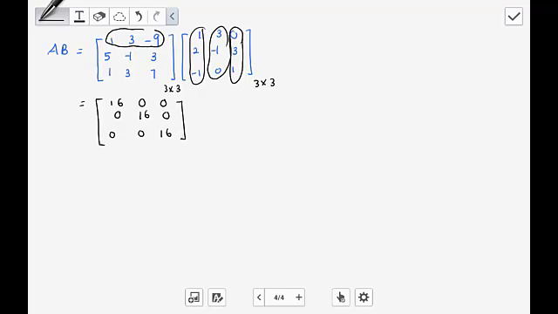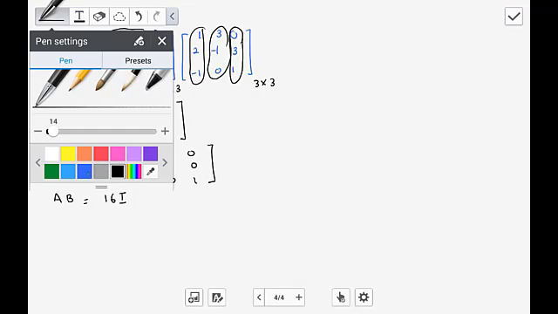Now the second question: using the result, find A inverse. Students, you have to use this result. So what is the result? AB equals the matrix with 16, 0, 0, and we can write this as 16 times the matrix 1, 0, 0, 0, 1, 0, 0, 0, 1. Therefore, AB equals 16I.